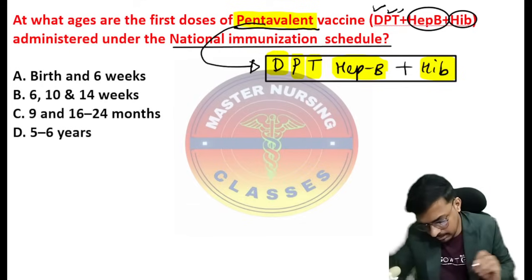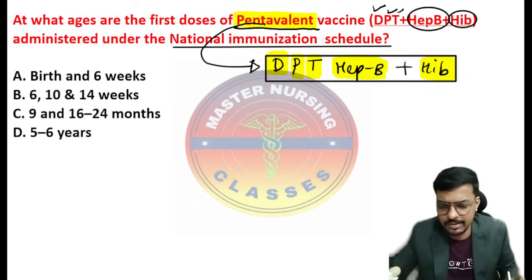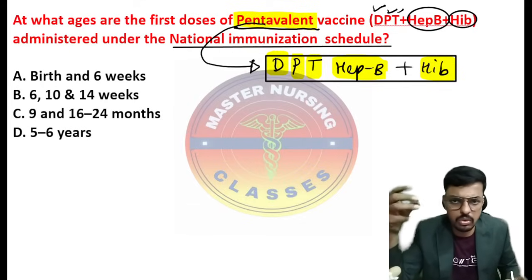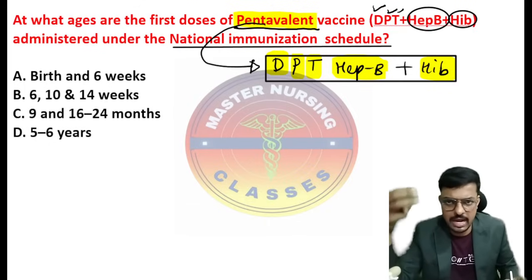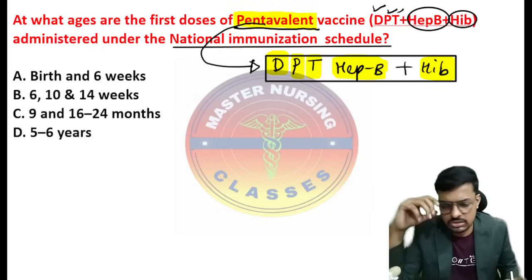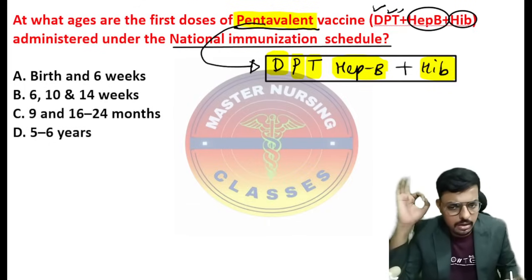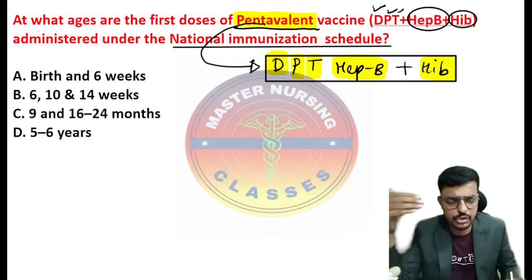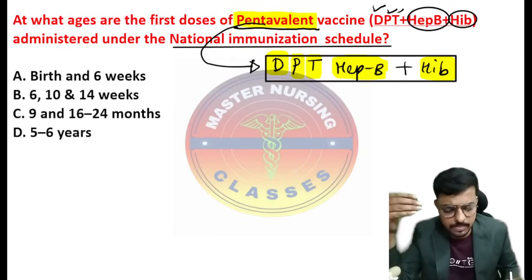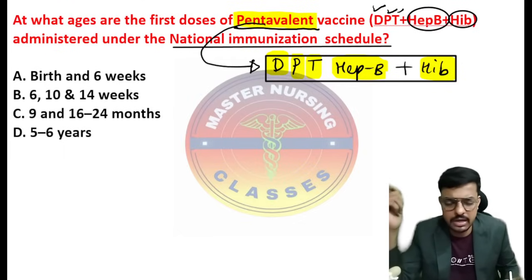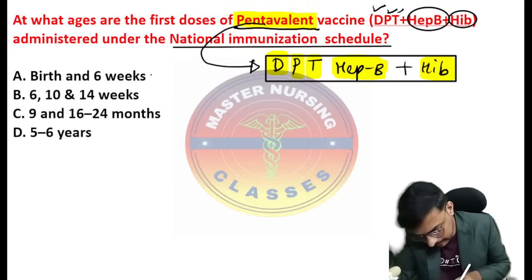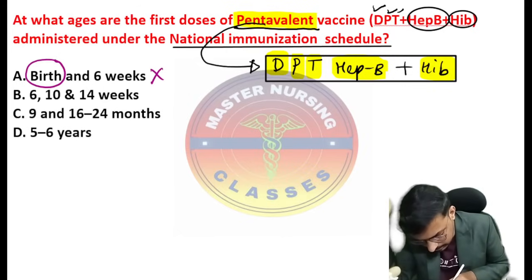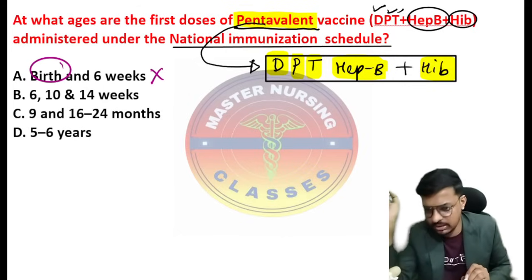No, beta, at birth we will not give the pentavalent vaccine. At birth we will give 3 vaccines, that is the oral polio vaccine, hepatitis B vaccine and the BCG vaccine. So at birth we will give the zero dose of the OPV, along with the birth dose of the hepatitis B and BCG vaccine. So option A is not going to be a correct answer. Why? Because at birth we will not give the pentavalent vaccine. So I am eliminating option B.